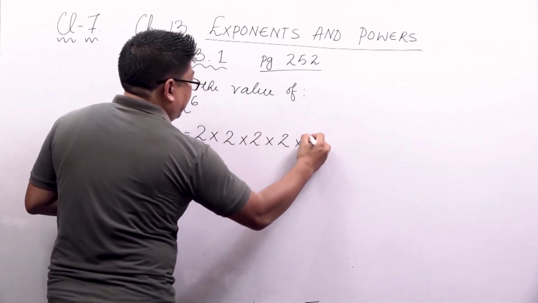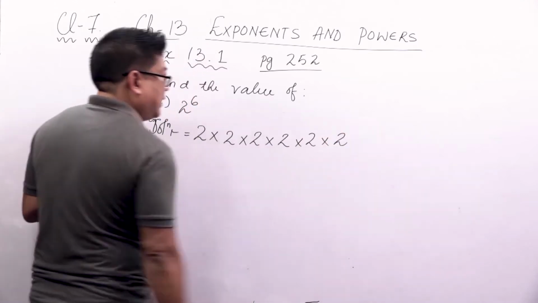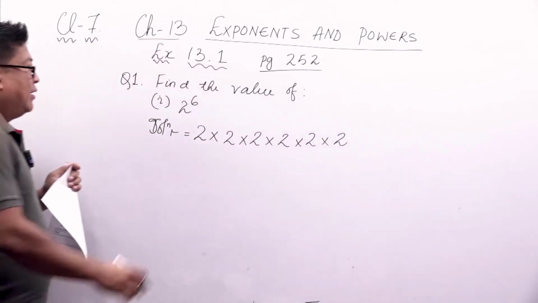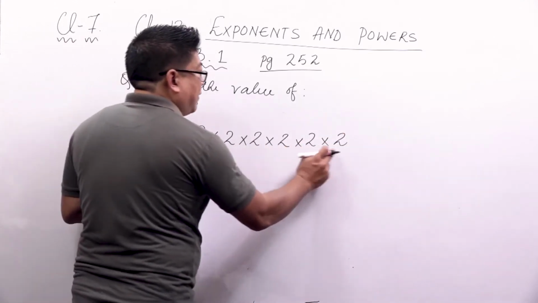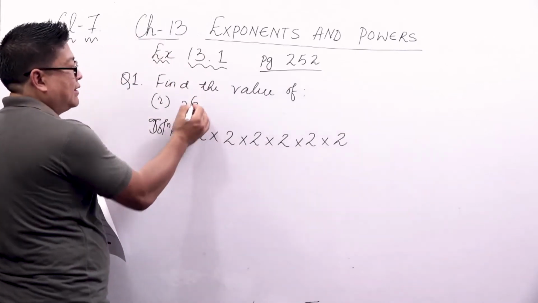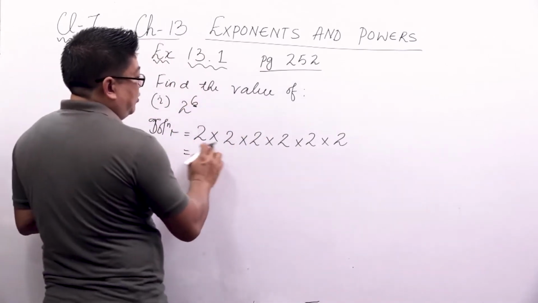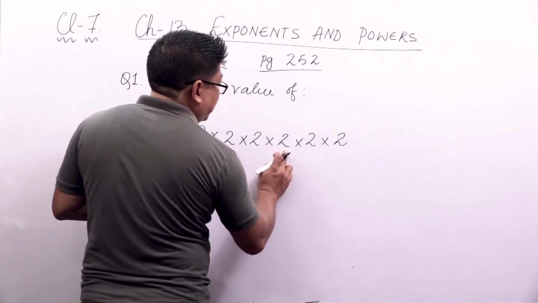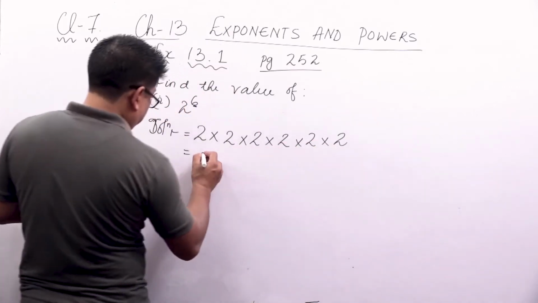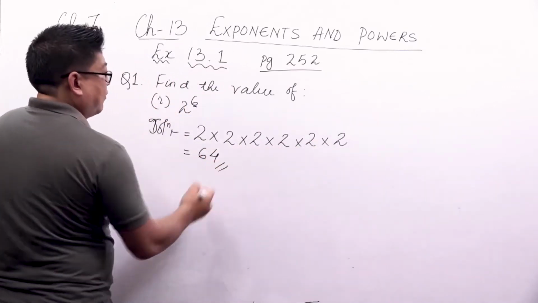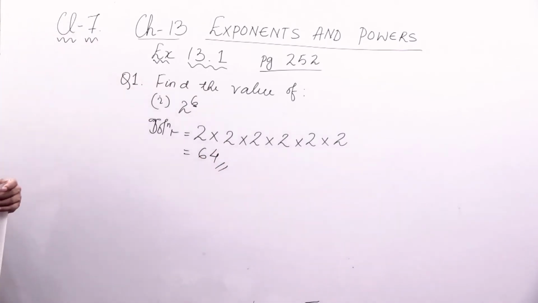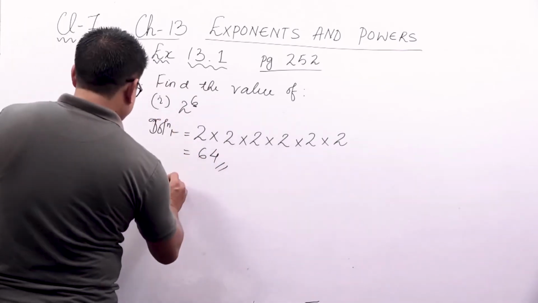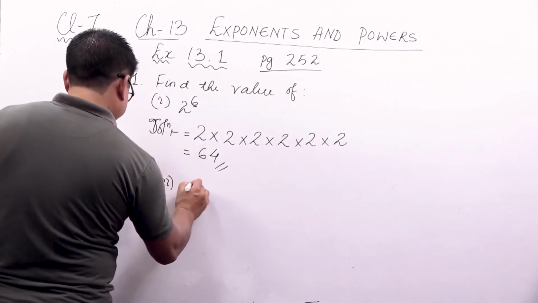1, 2, 3, 4, 5, 6. 2 you are multiplying 6 times. So when you multiply this, 2 into 2, 4, 4 into 2, 8, 8 into 2, 16, 16 into 2, 32, 32 into 2, you get 64. All right? So this is the first question. Let's move on to the next question.